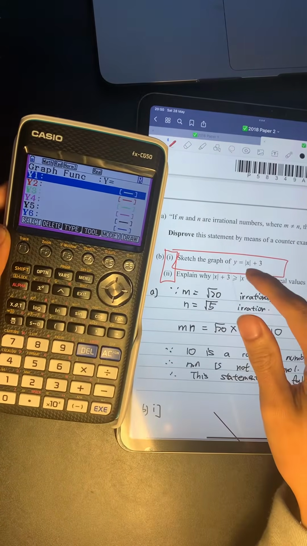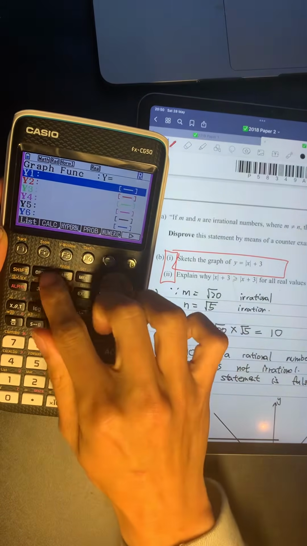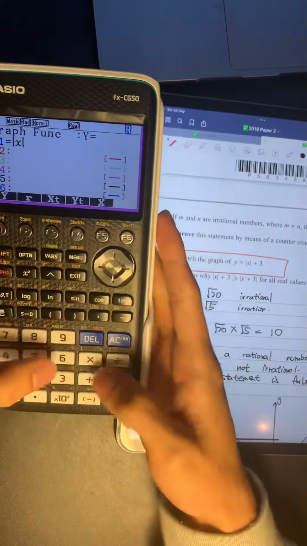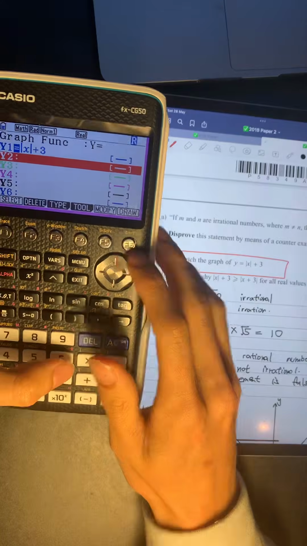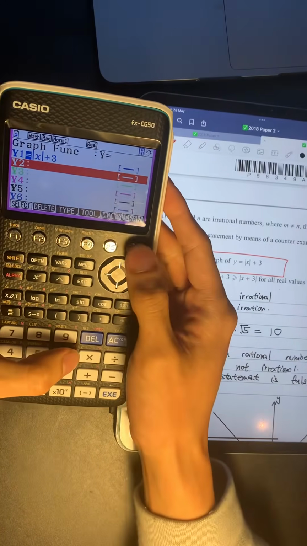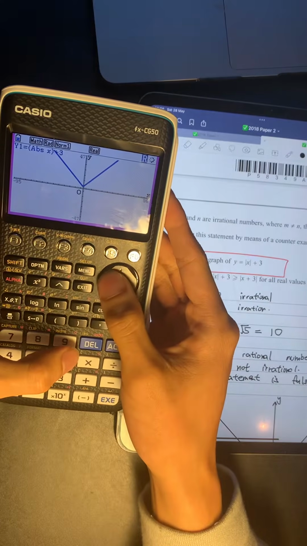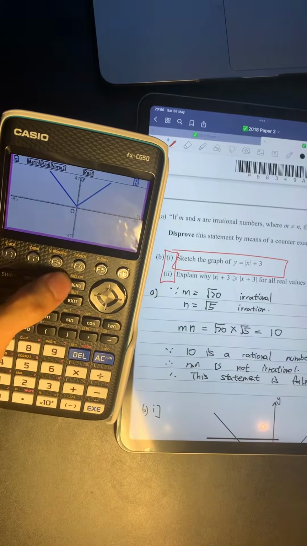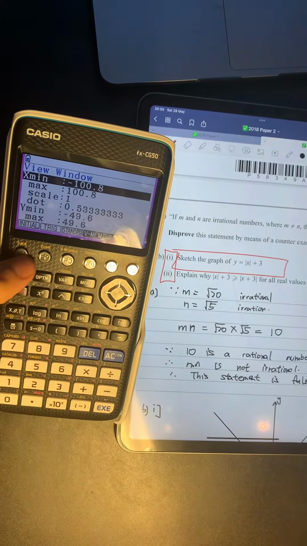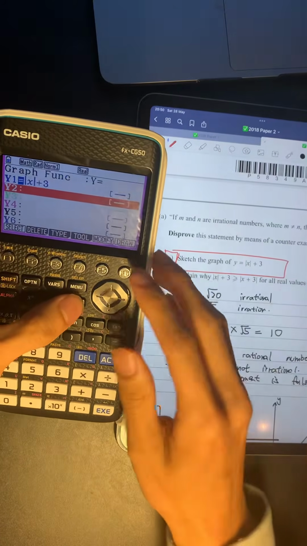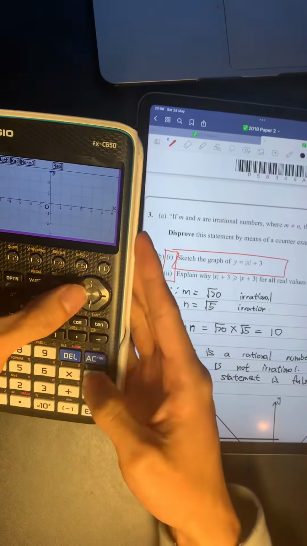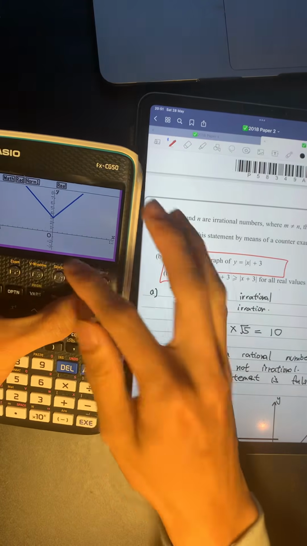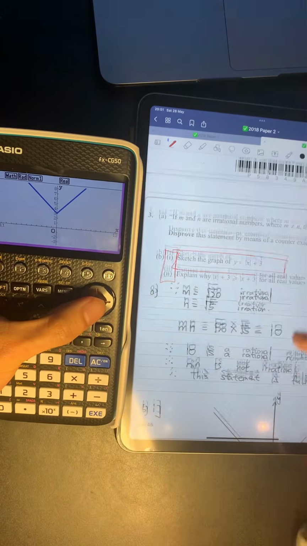To plot a modulus, you go Option, Numeric, Absolute. So we get the modulus of x plus 3, and then let's draw that, and we basically have the graph. If you want to go to the default view window, you press F3, Initial, and that will give you the default view window in a 1-to-1 scale. So you can see what the y-intercept is.